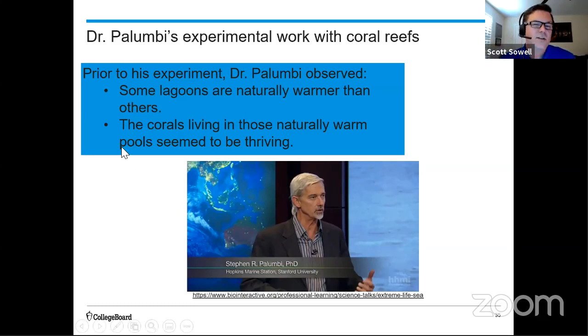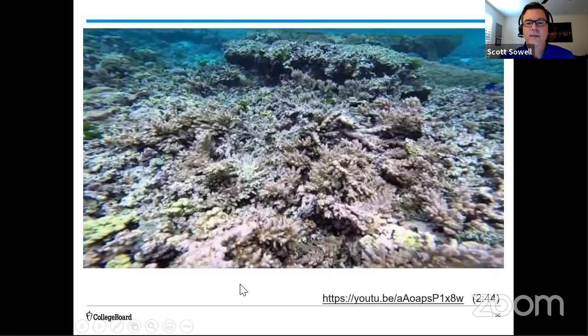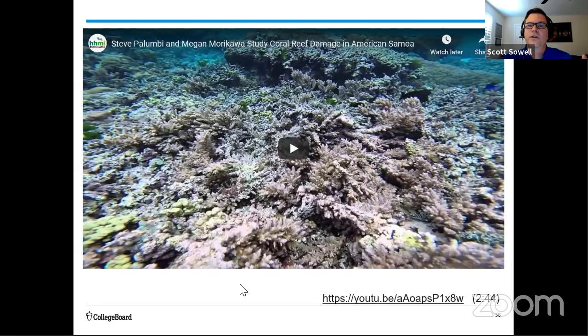And he also noticed that in those warm pools, the corals seemed fine. They weren't being bleached out. So he designed an experiment to figure out what was going on there. I'm going to show you a clip, about a 2.5-minute clip. As you're going through this, see if you can start to identify things like his testable question or his hypothesis, and can you describe some of his experimental methods?